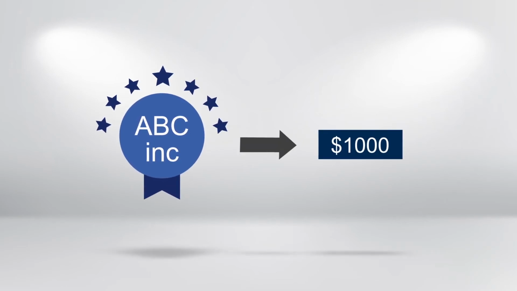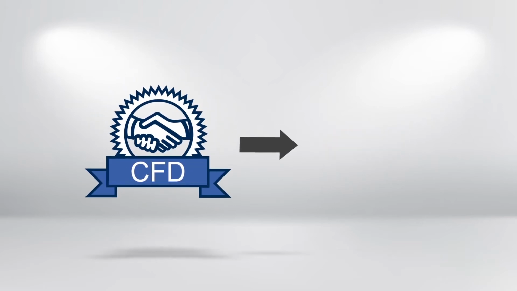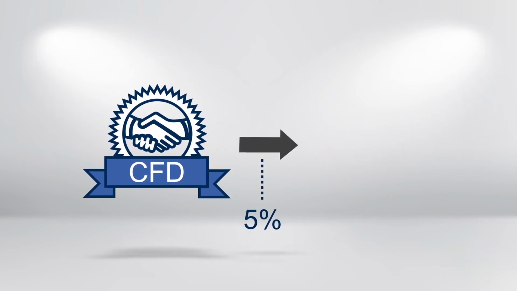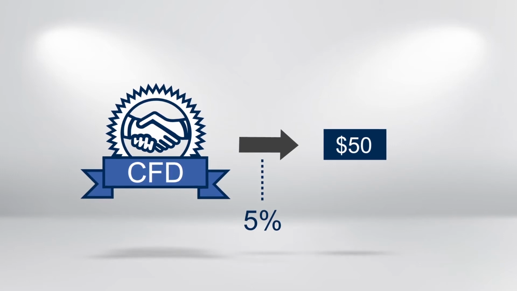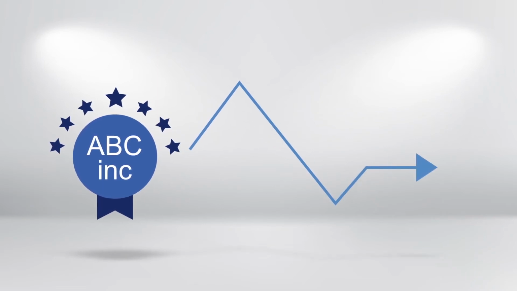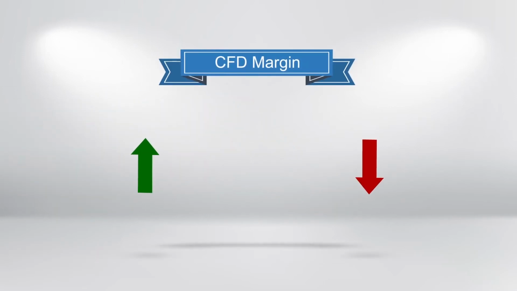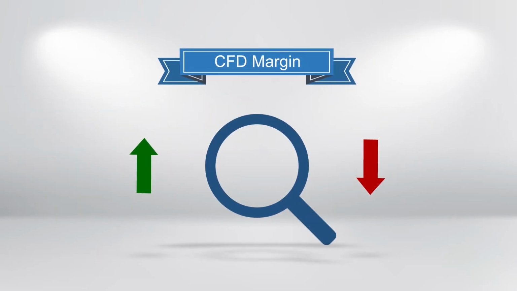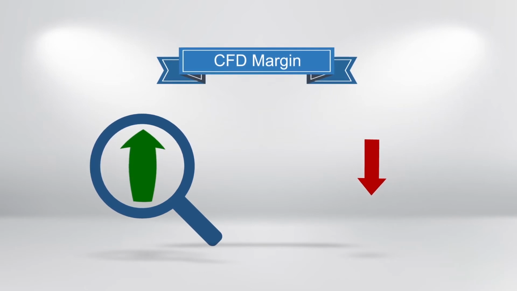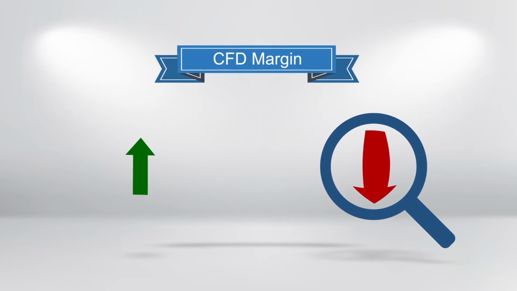Buying the ABC stocks in the example at the start of this CFD explainer was $1,000. If you bought them with a CFD at 5% margin, you would require $50 in your account. Your profit or loss would move with the ABC stock price in the same way as if you owned it. Therefore, the low CFD margin requirement means any profit percentage is higher, but any downward movement is also magnified.